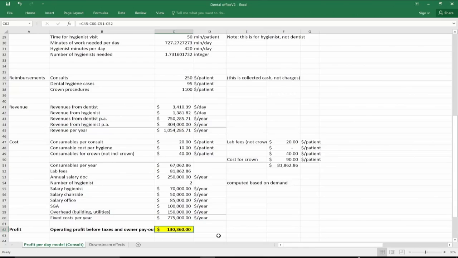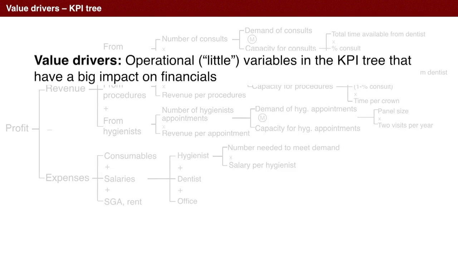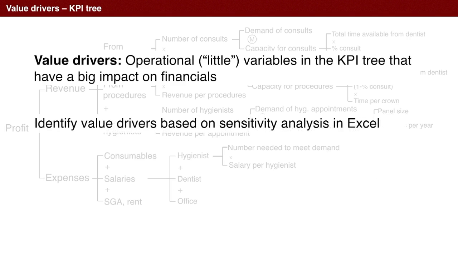Before we dive into the question of why a 10 percentage point improvement in a small operational variable like procedure time has the power to increase profits by so much more, let me introduce the term value driver. Value drivers are operational, we might say little, variables in the KPI tree that have a big impact on financials. Knowing these value drivers is critical. Any improvement is costly and requires managerial effort.